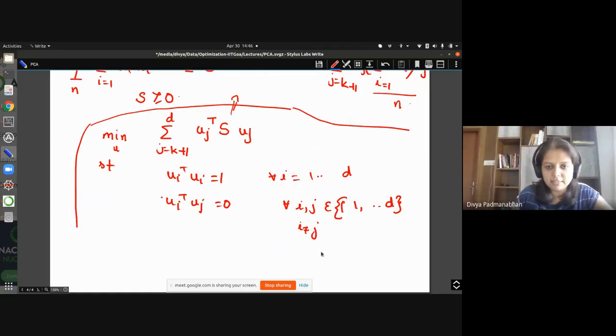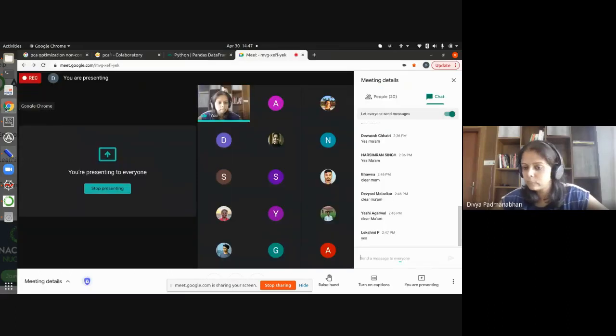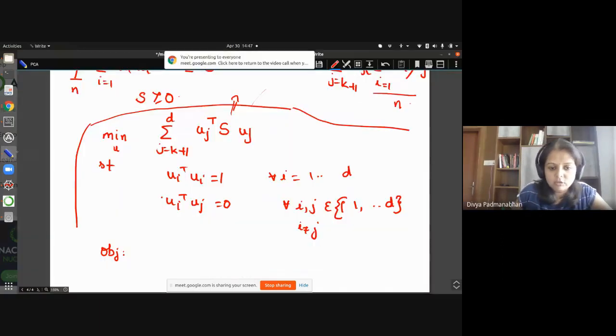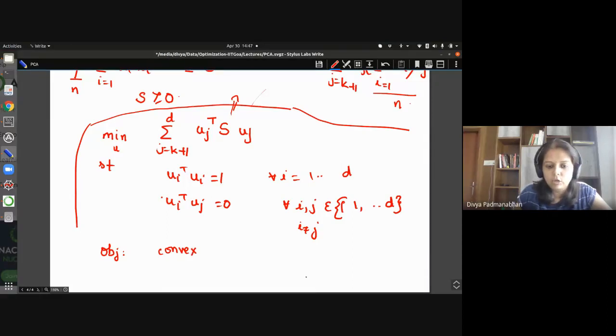Okay, let's go step by step. What about the objective? Is the objective function convex? The objective function is the summation uj transpose S uj. Is this a convex function of the u's? Yes, okay, good. So the objective function is convex. That's right. Now, what about the constraint set?